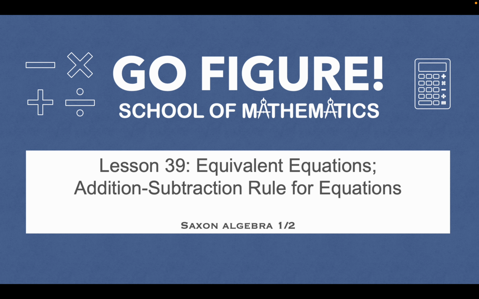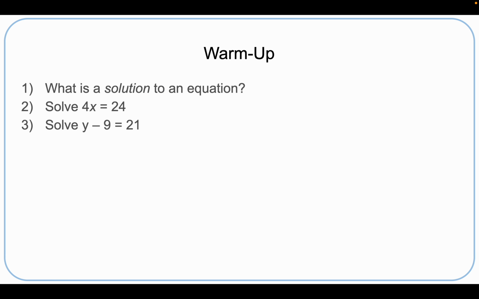Today we are on Lesson 39 of Saxon Algebra Half, Equivalent Equations and the Addition-Subtraction Rule for Equations. So let's start with a couple of warm-up questions and we'll just go through them together really quick. Number one, what is a solution to an equation? You remember a solution is just the answer to an equation, meaning the value of the variable in an equation.